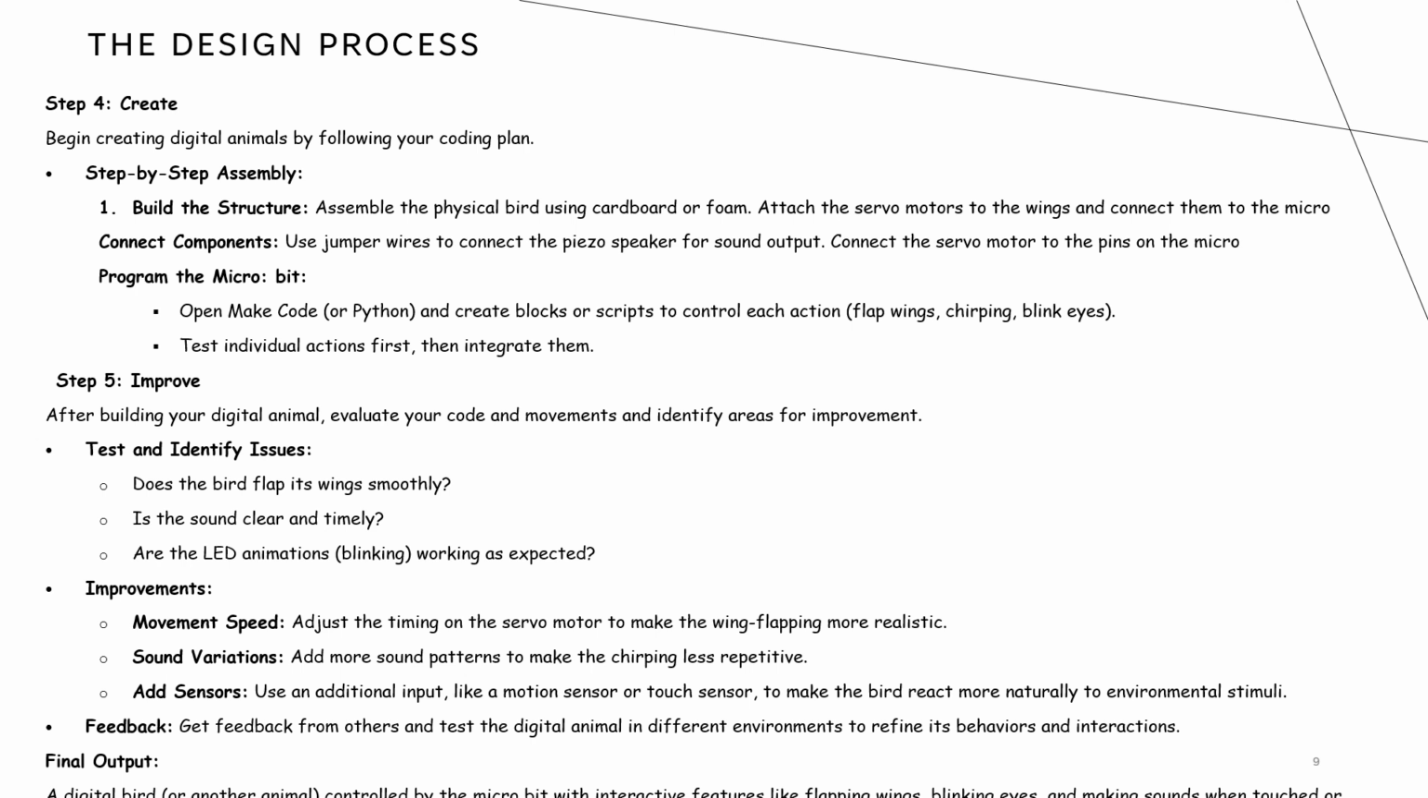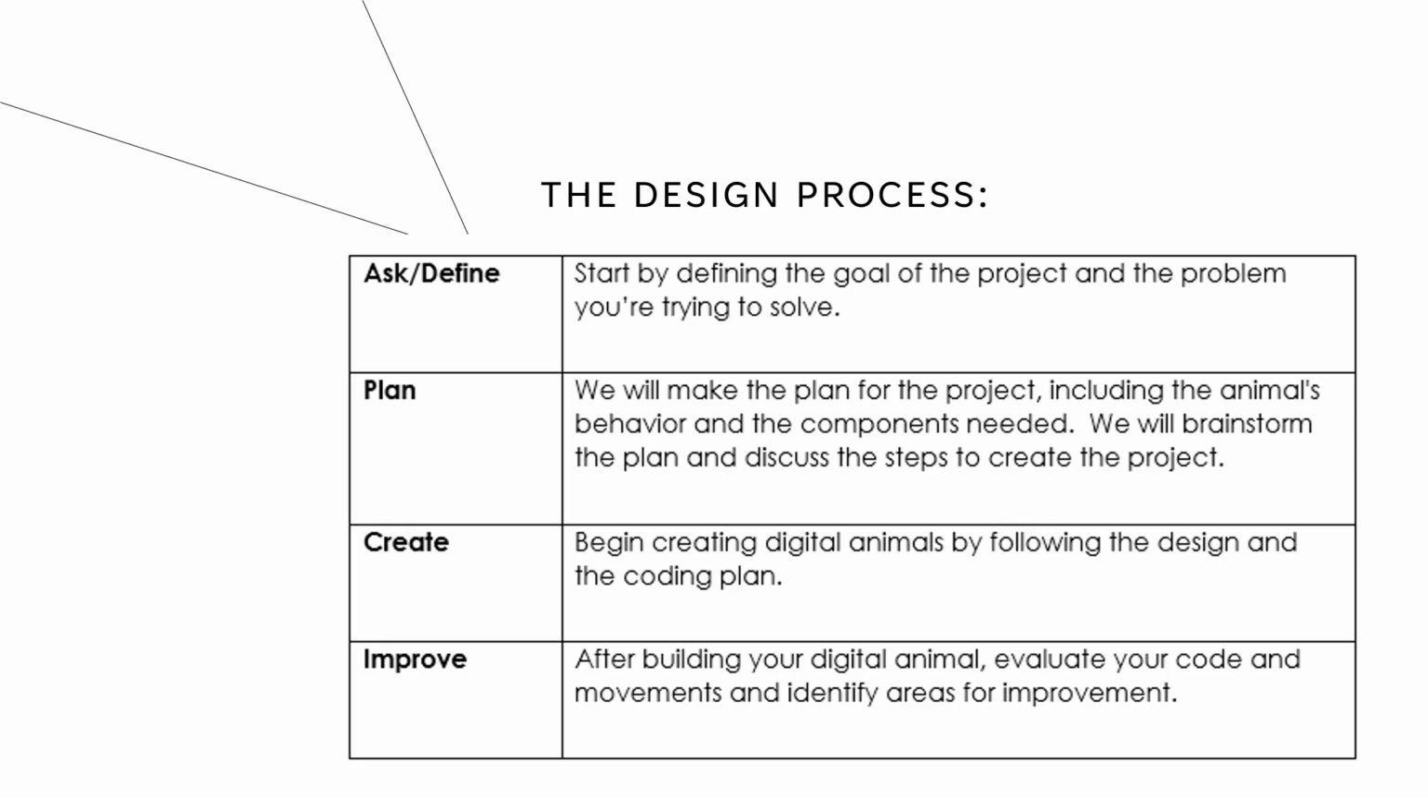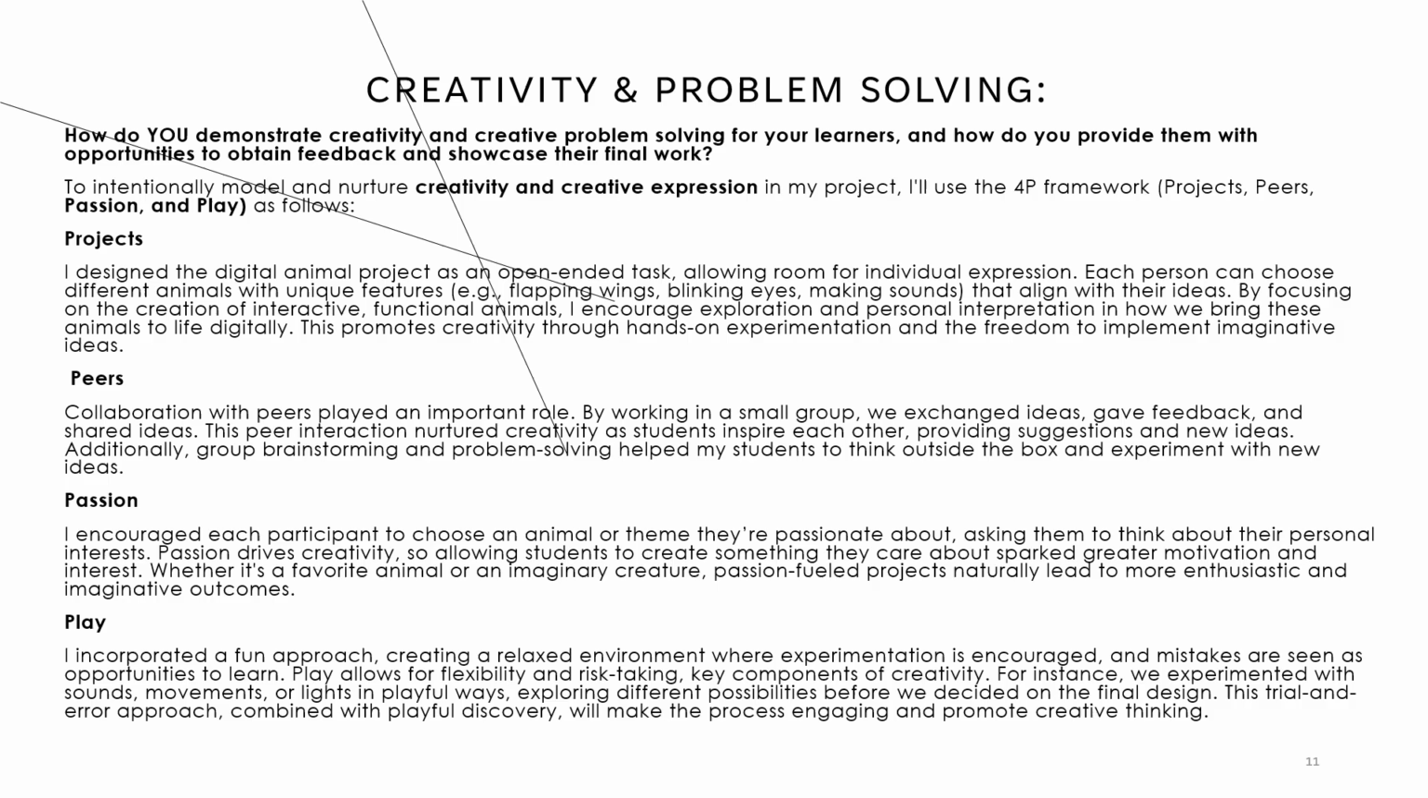Then we had to improve, which they love to do. They love to improve it as we went along and add more to it, movements and speed variations and things like that. The design process: we asked and defined, started with the goal like I discussed, we planned it, brainstormed it, we created it, then we improved it at the end.